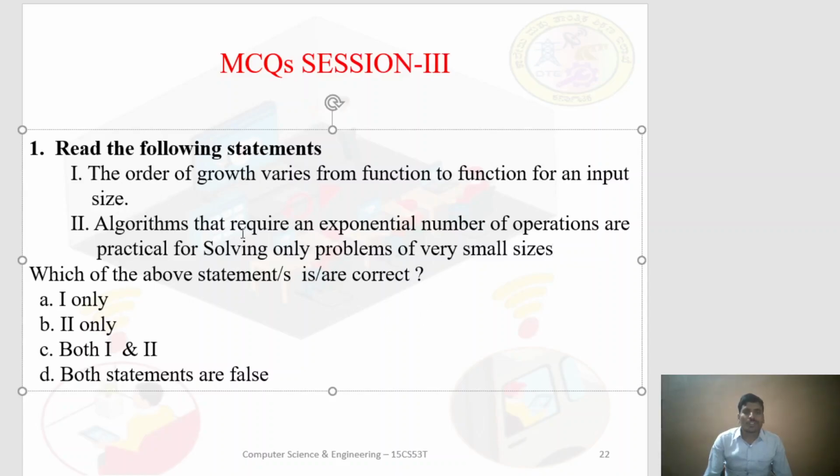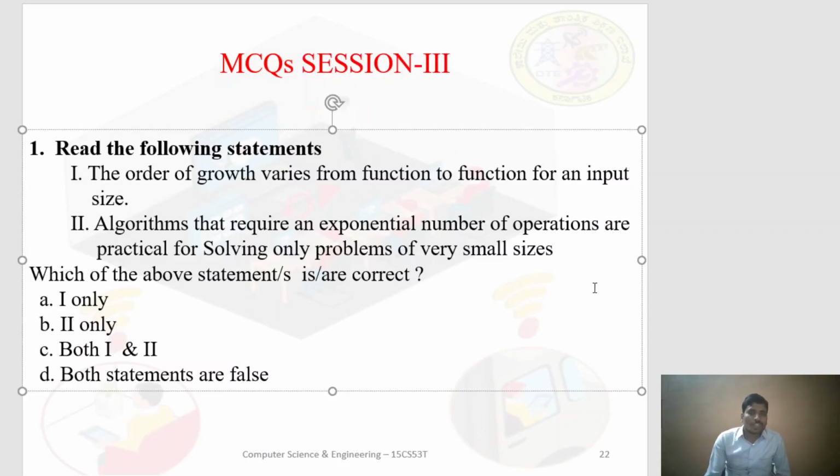So given the two statements, the question is which statement is correct. Order of growth varies from function to function. Any function's order of growth depends on the input size. Hence the first statement is correct. What about the second statement? Algorithms that require an exponential number of operations are practical for solving only problems of very small size. Second is also correct.